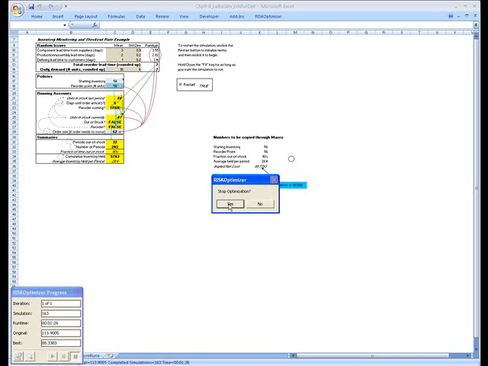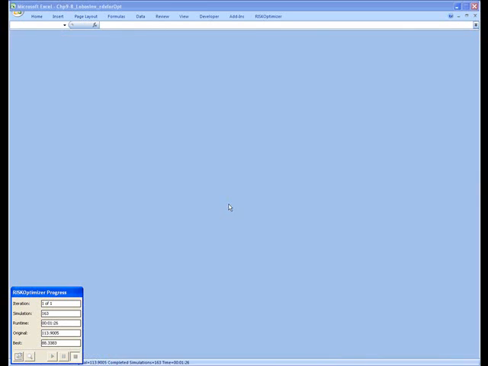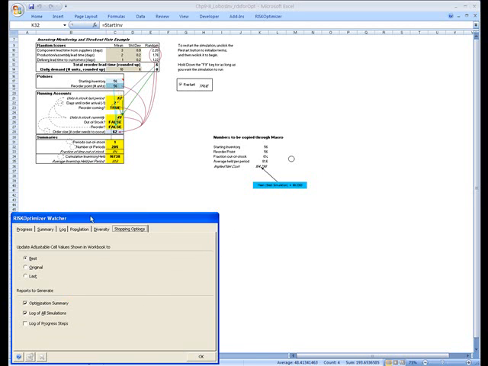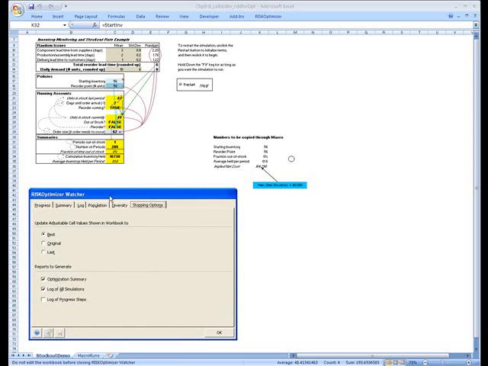And I get the notice, so I want to stop the optimization. Yeah, I'm pretty sure I do. So I'm going to hit yes. And it gives me an additional option of seeing some of the statistics associated with the evaluations it's performed. It's evaluated, again, 160 or so.